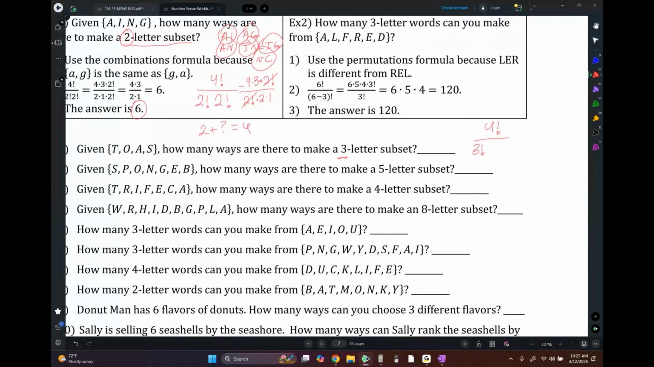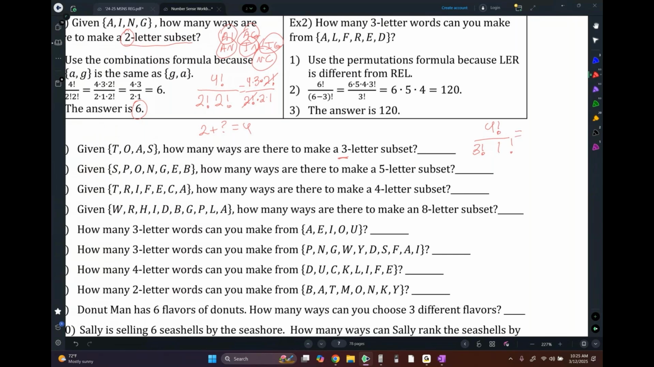And then someone help me out. What goes here? What goes there? 1. 1, because 3 plus 1 is 4, right? So this is 1 factorial, okay? So that'll be, watch how I write this. That'll be 4 times 3 factorial over 3 factorial times 1. So the 3 factorials cancel, and you're left with 4 divided by 1, which is 4. And that's it. That's how you do subsets.